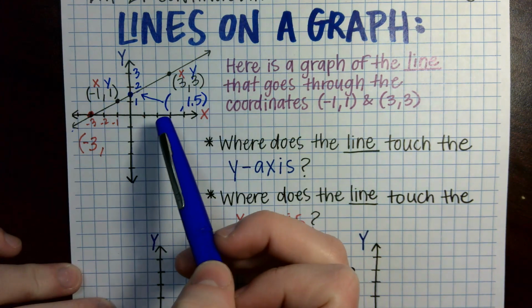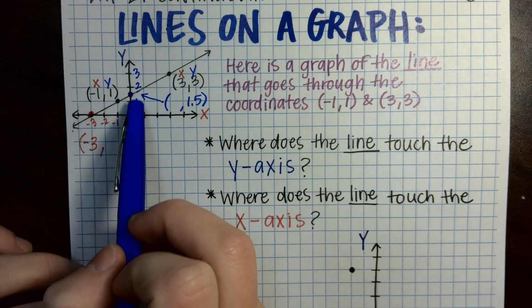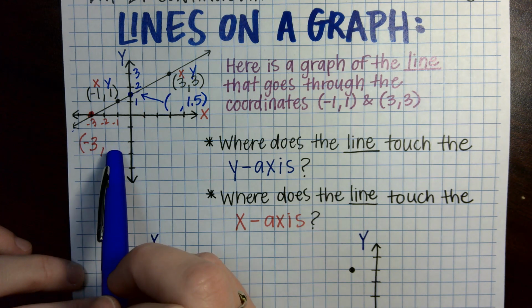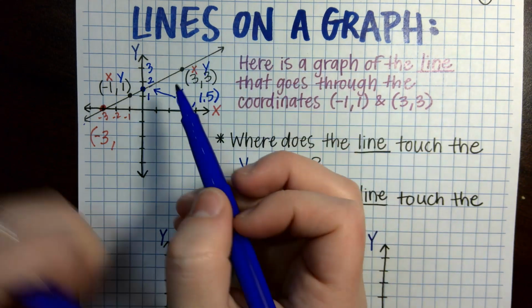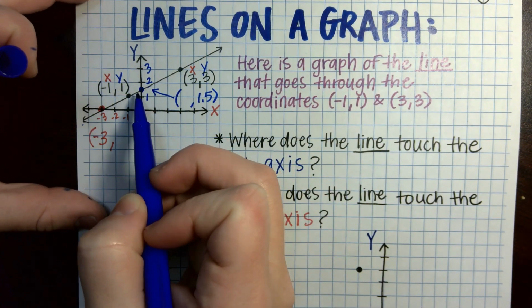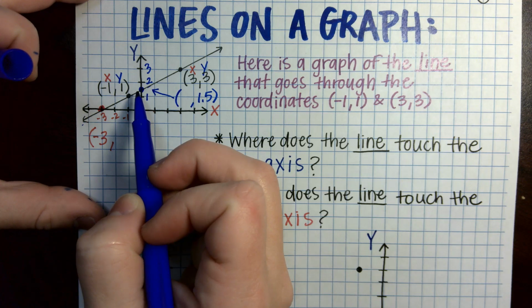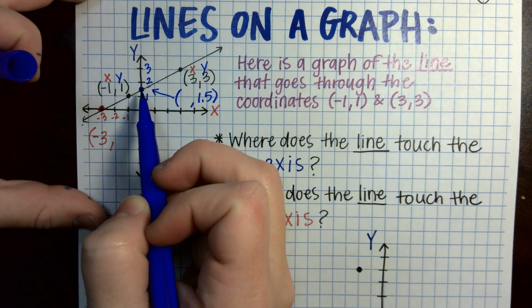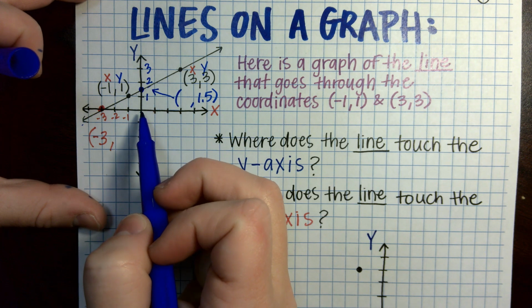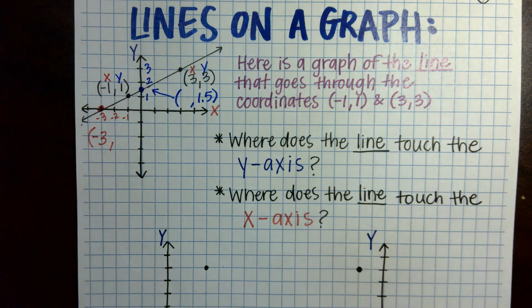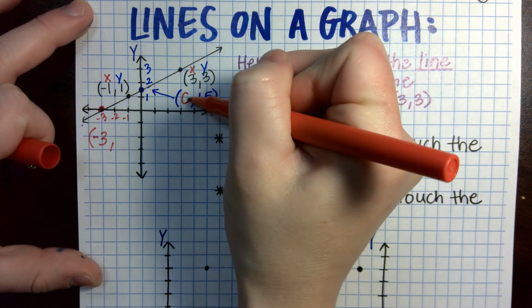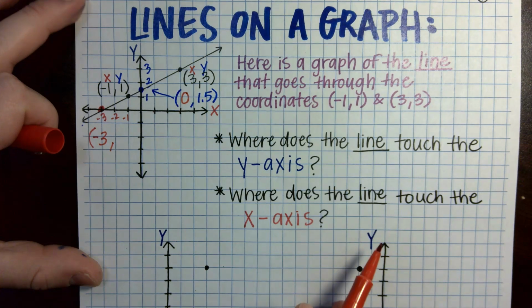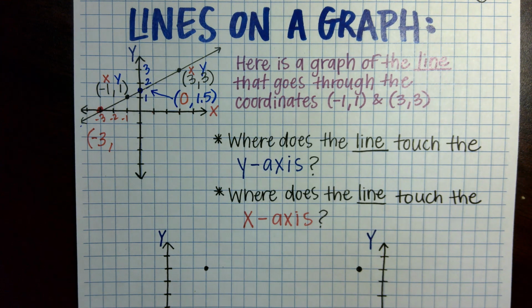Now let's talk about what the x value would be for this point that we made and what the y value would be for this second point we made. So the line is touching the y-axis at 1.5. Where does this point that we created line up with the x-axis? What number would this be for x? 0. Good. So we can put 0 in the x spot. Our x value is 0.